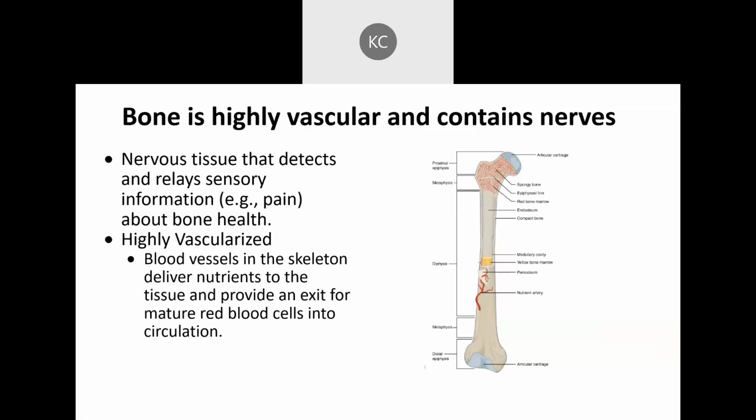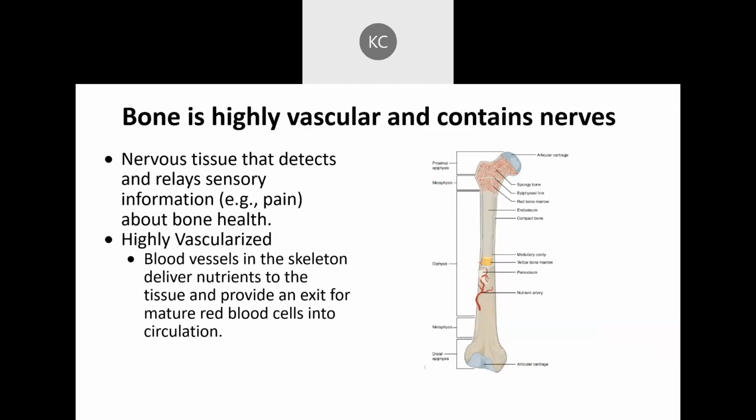But bone is a connective tissue and it is a living tissue. So it has to be able to undergo cellular respiration. It has to be able to receive oxygen and nutrients. It has to be able to have waste products taken away. So just like most other tissues in the body, bone is very vascular and it's going to require a blood supply.